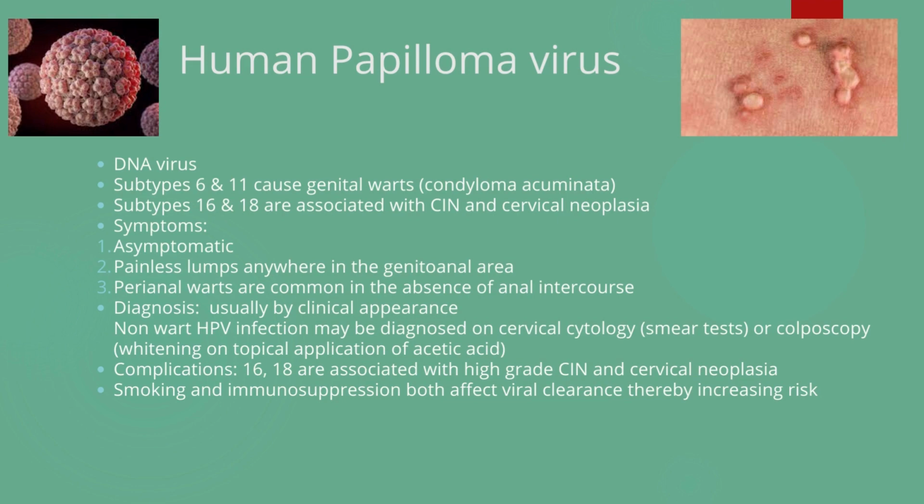Now we'll talk about HPV, which is human papillomavirus. This is a DNA virus and it has different subtypes. 6 and 11 cause genital warts, and 16 and 18 are associated with CIN and cervical neoplasia. Symptoms: it can be asymptomatic. You can have painless lumps anywhere in the genito-anal area. There can be perianal warts, and that's very common in the absence of anal intercourse. Diagnosis is usually by clinical appearance. Complications: 16 and 18 are associated with high grade CIN and cervical neoplasia. Smoking and immunosuppression both affect viral clearance, thereby increasing the risk.